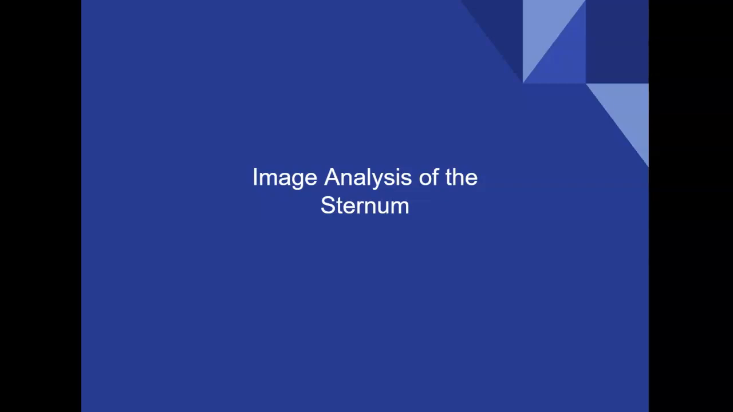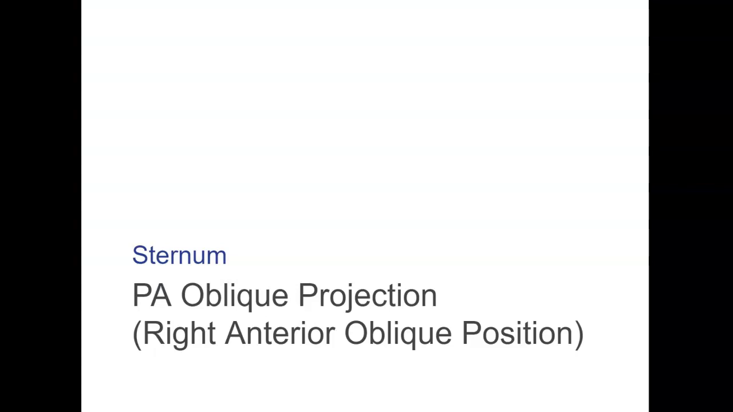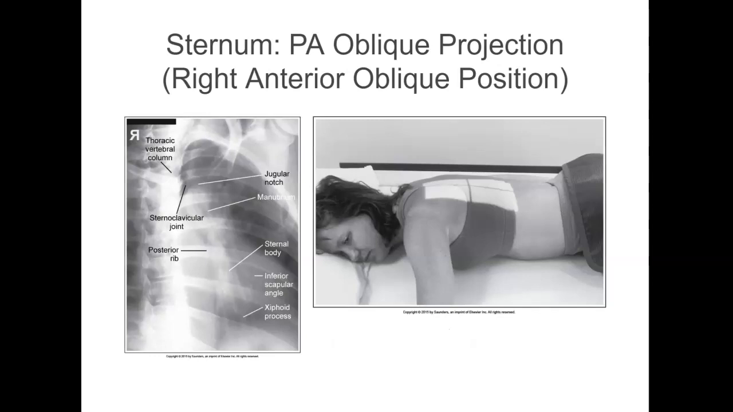This presentation will cover the image analysis guidelines for the sternum. Let's start with the PA oblique projection, the RAO position. Image analysis guidelines for a PA oblique sternum state that the sternum should be demonstrated with homogeneous brightness.